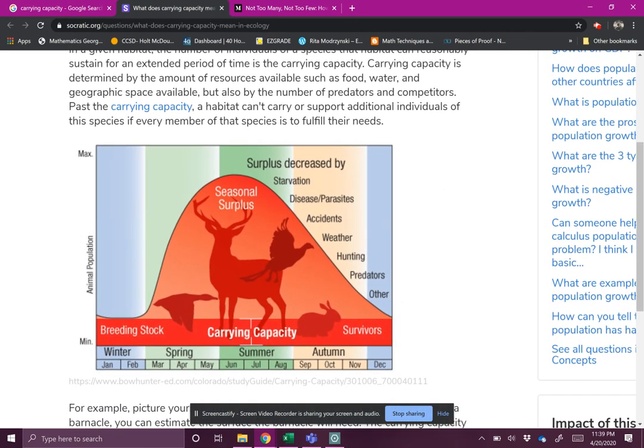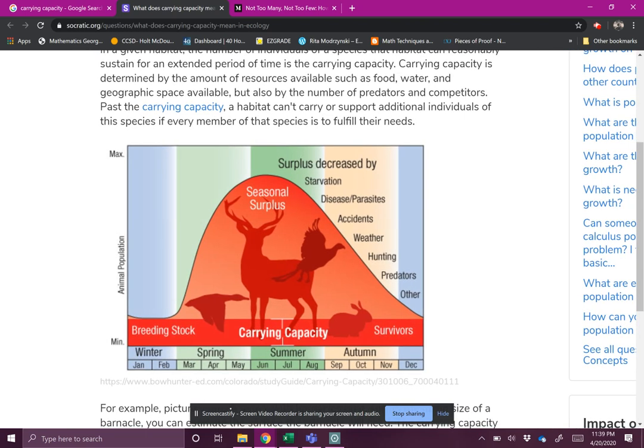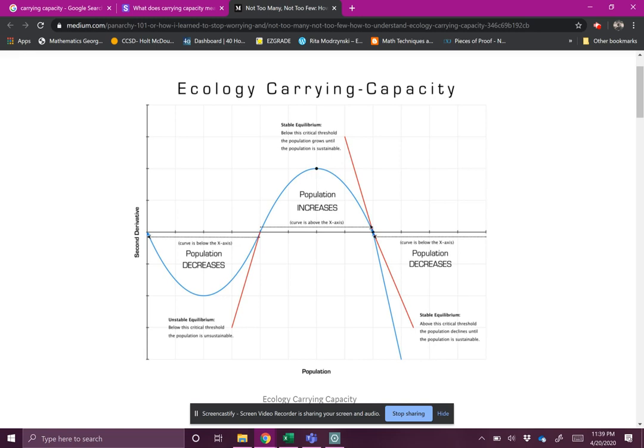So for instance, this is a graph of the carrying capacity of certain animals throughout the year in certain months. So we could look at the intervals of increase and decrease on this graph to figure out when our populations are increasing, when they are decreasing, during what months. And in this case, we could figure out, okay, well, if we're decreasing during these months, what are some reasons for that? Other examples of carrying capacity.